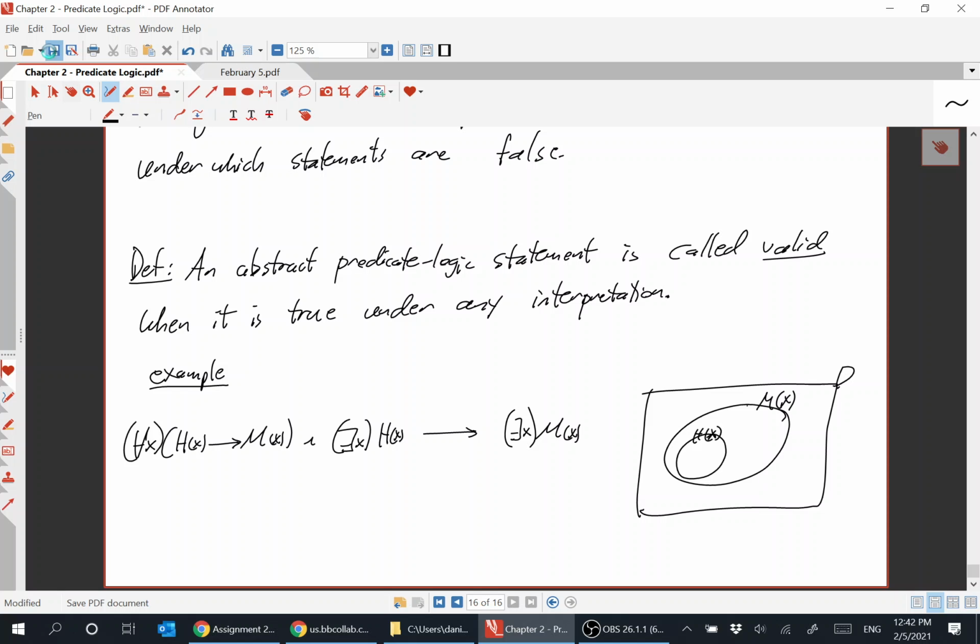Right? So when is an implication false? When is an implication false? An implication is false when the hypothesis is true and the conclusion is false. Well, this hypothesis is true when H is contained within M, this part. Right? So this is true as long as Hx is contained within Mx.